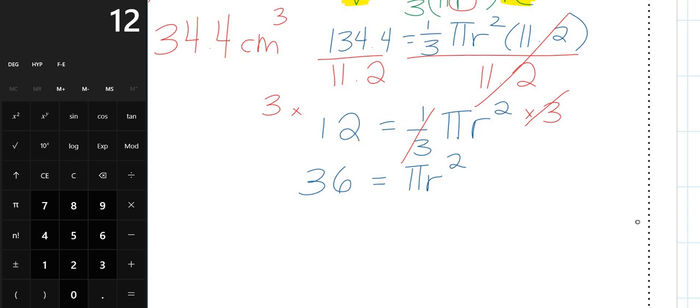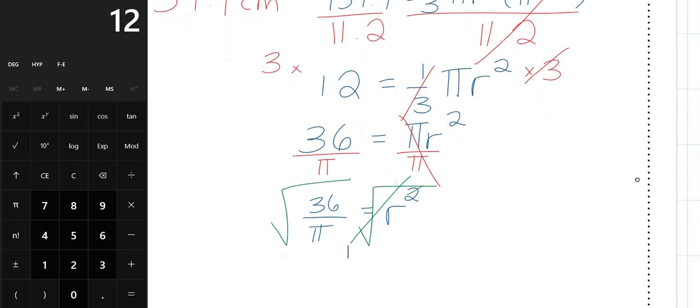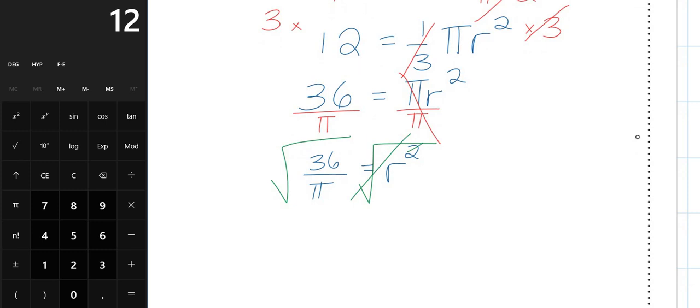Now, I want to get r squared by itself. So I'm going to get rid of that pi. I'm going to divide out the pi on both sides. So now I'm left with 36 over pi is equal to r squared. Almost have r by itself. Now I want to get rid of that squared because I just want the radius, not the radius squared. So to get rid of the square, I'm going to square root both sides. The square and the square root cancel. So that means that r is the square root of 36 over pi.